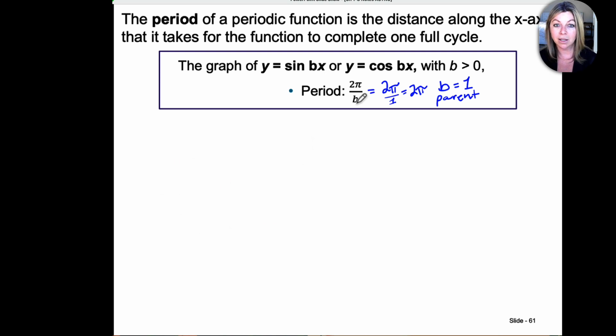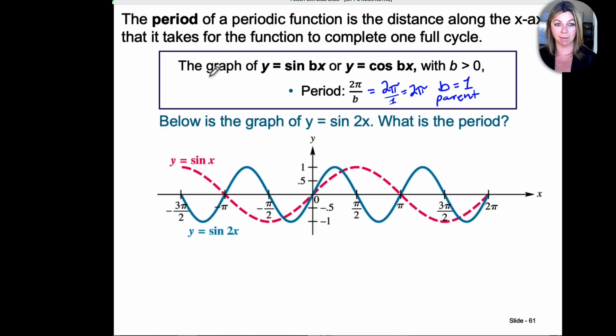Now, if b changes, like in this example here, below is the graph of y equals sine of 2x. This is b, the coefficient in front of x. If b changes, then it's going to affect the period. Please be careful not to accidentally say that the b is the period, okay? That would be saying that the period is 2. Well, you can see here, one period of sine is taking pi radians to complete.